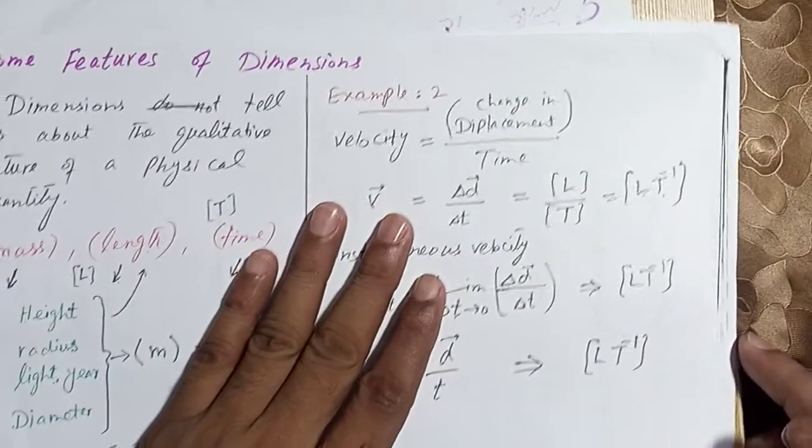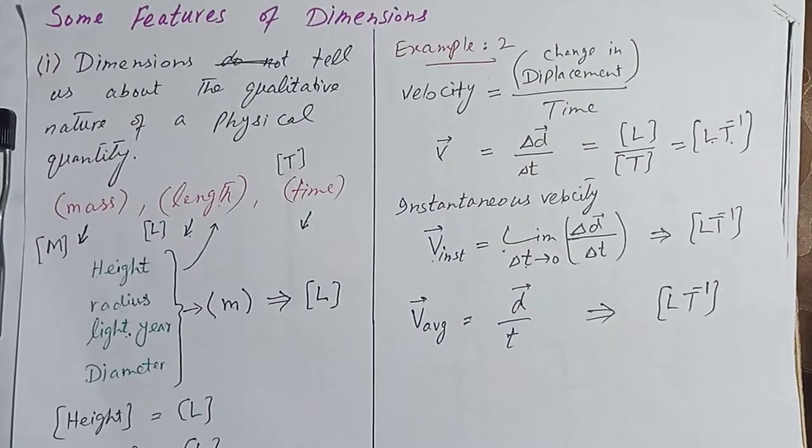And here is another example. As in physics we talk about velocity, we talk about instantaneous velocity, average velocity.